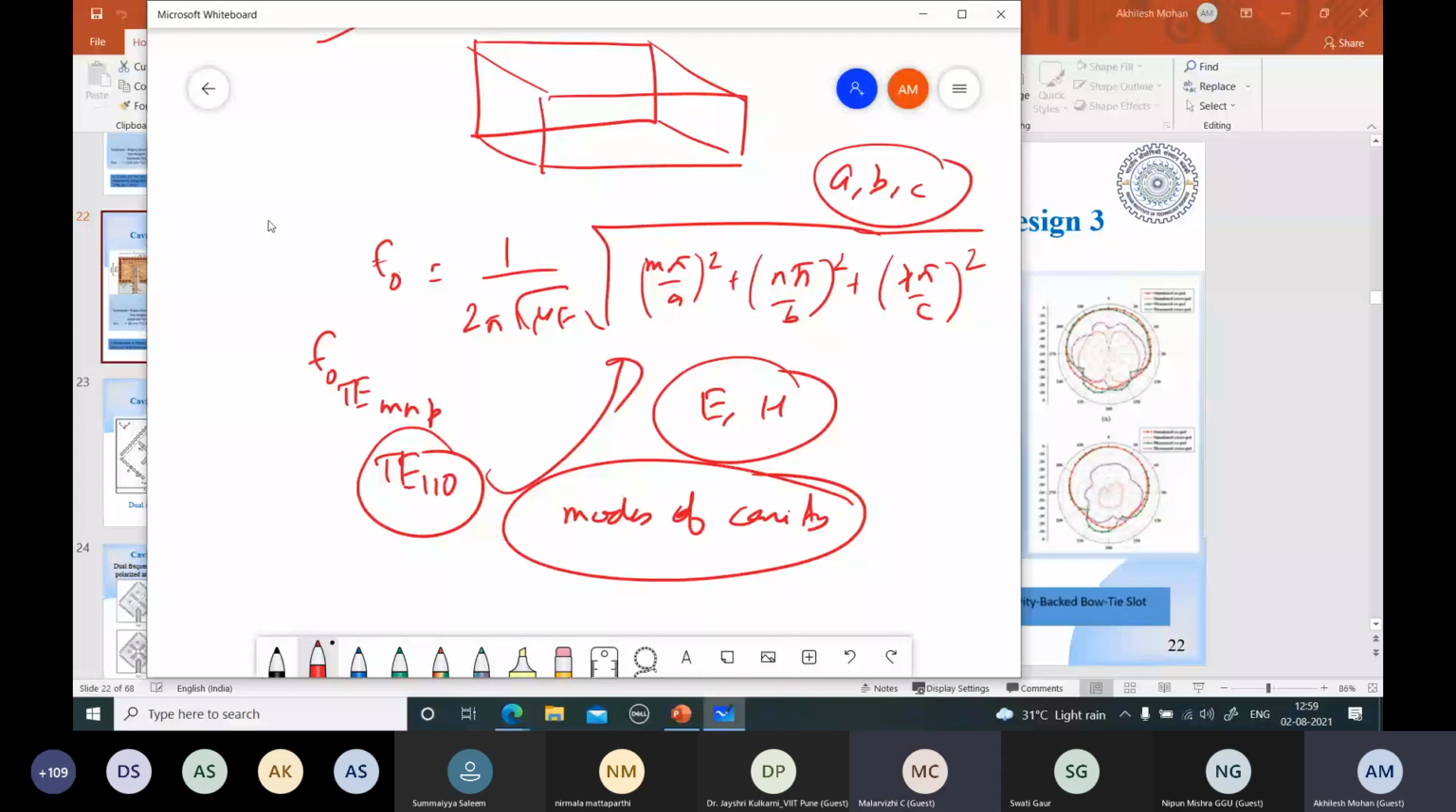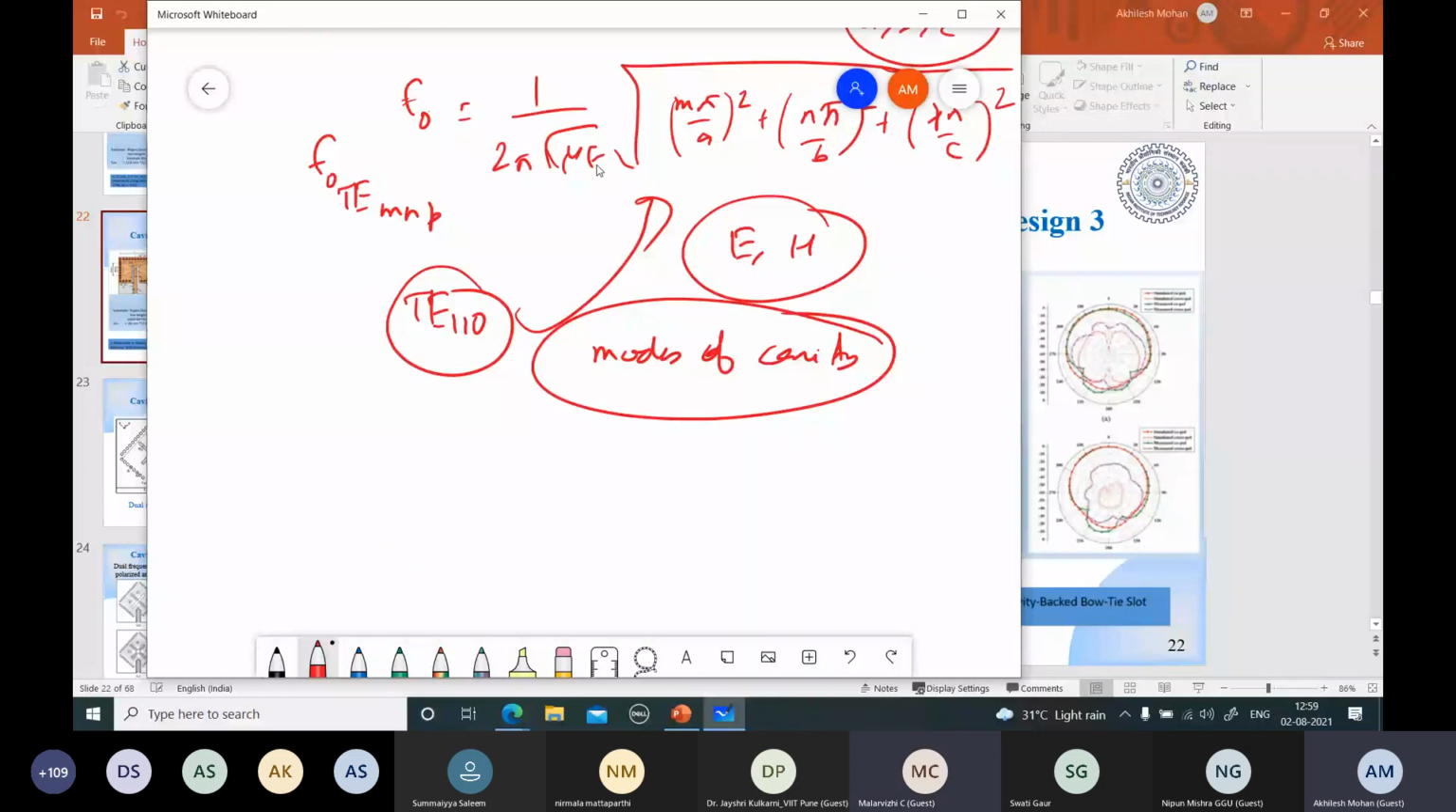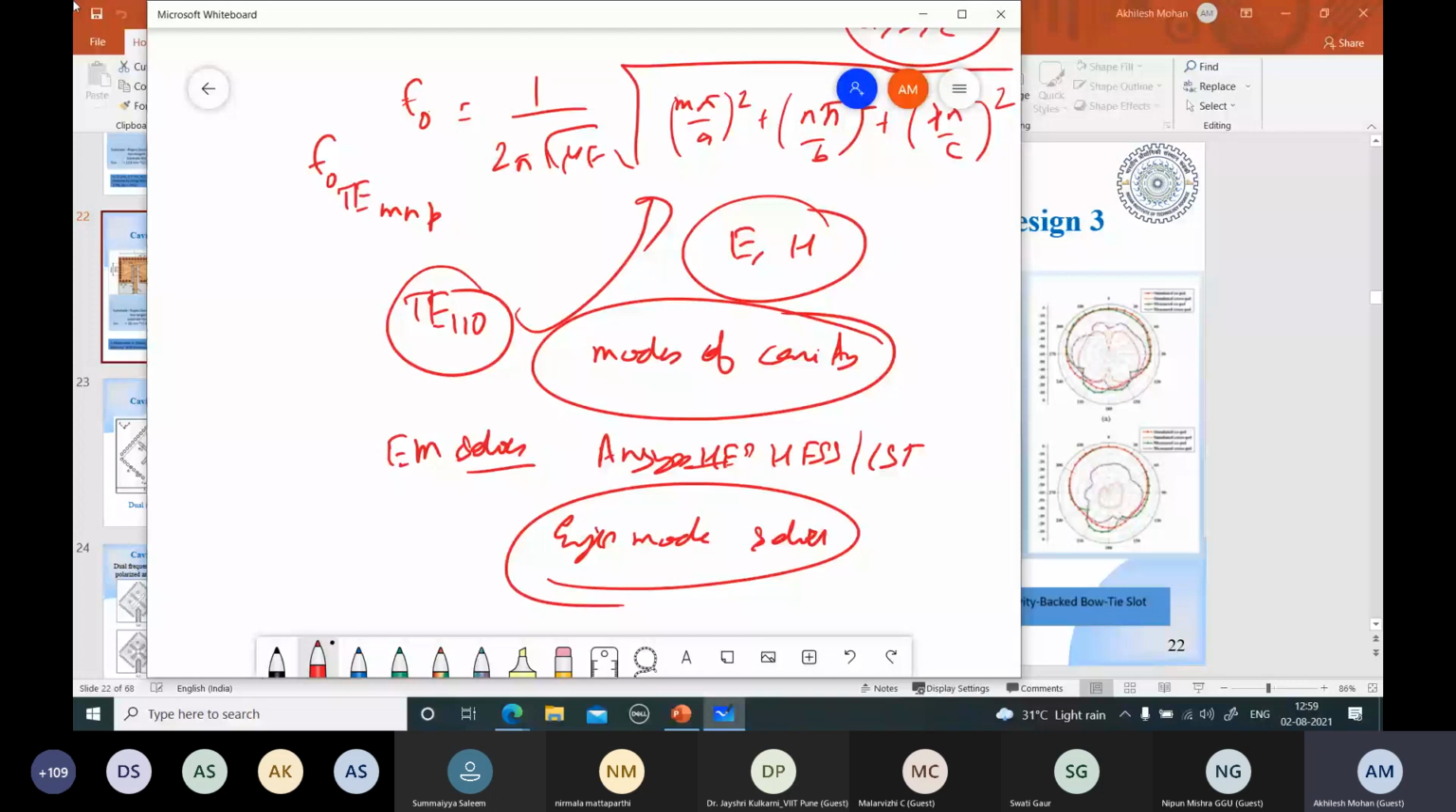To find out which modes are supported by the cavity, you can straightforwardly do the EM analysis in an EM solver, either HFSS or CST. There is an eigen mode solver. The eigen mode solver straightforwardly gives you what the modes are. It will not give you the name. It will give you the modal frequency and the quality factor, meaning the quality factor of this mode and the mode frequency, and correspondingly you can plot the magnetic and electric field for this mode. So this is basically the eigen mode, whatever you are asking about. Anything else? No, sir. Thank you so much, sir.